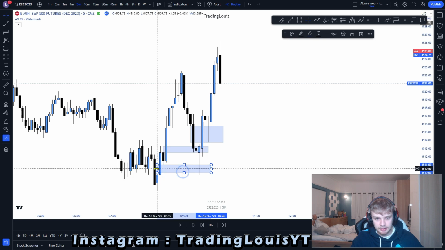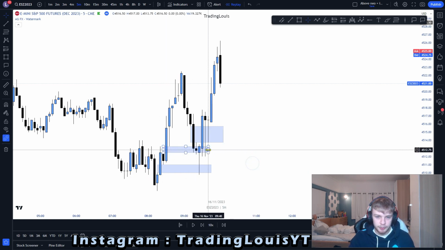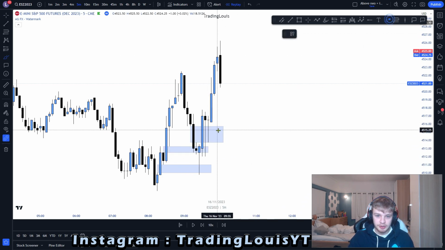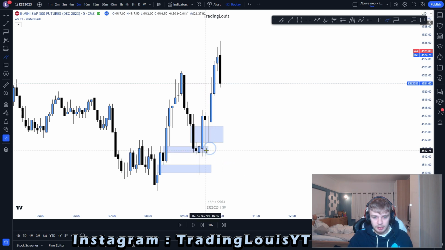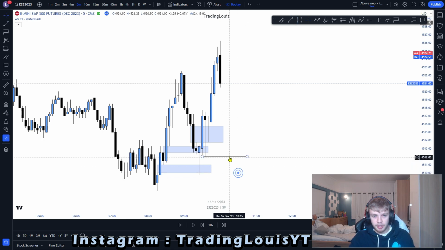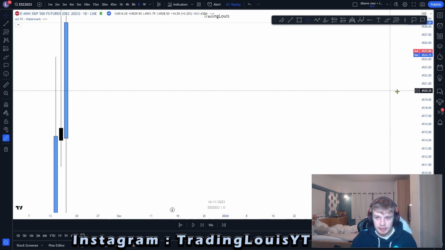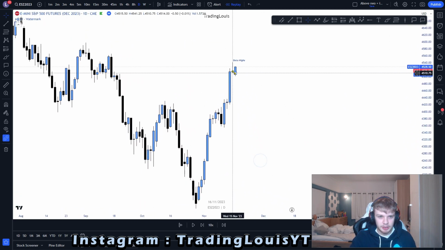As you can see, there's a fair value gap here and there's a fair value gap here. Now, I realized that price action is holding this fair value gap perfectly. We did create these equal lows on the 5 minute, but I wasn't too bothered about these. And also on the daily time frame, we are just extremely bullish.